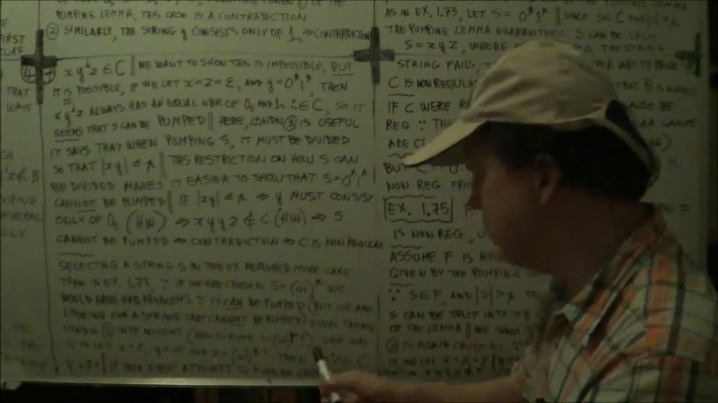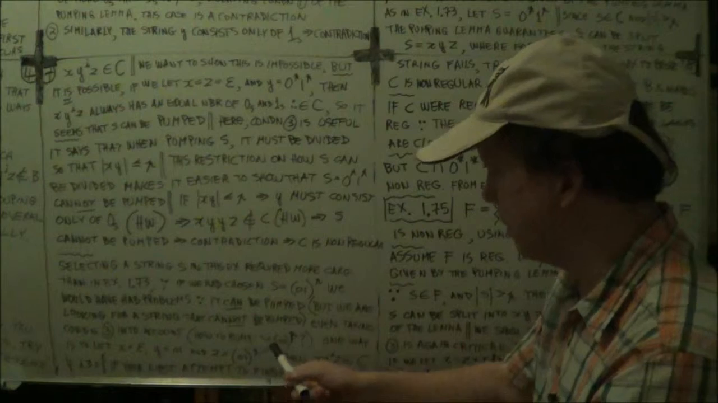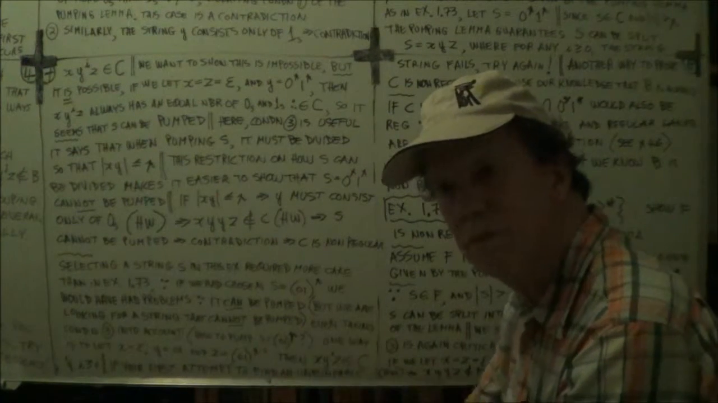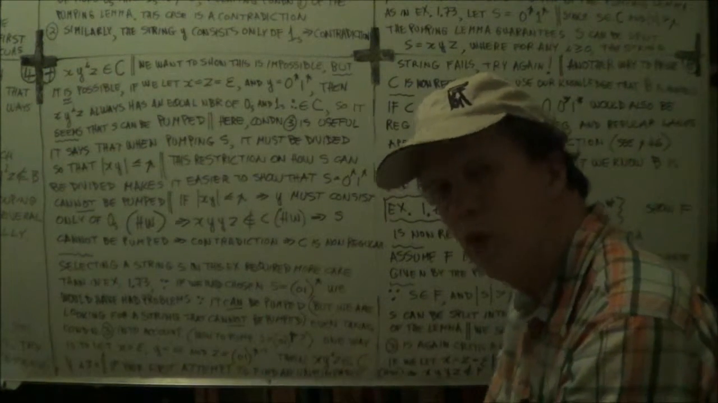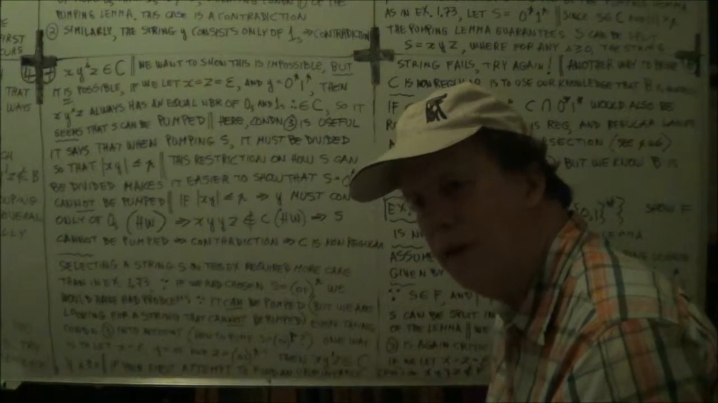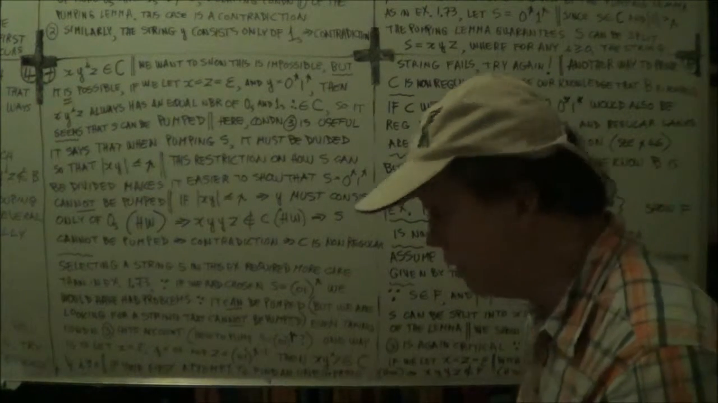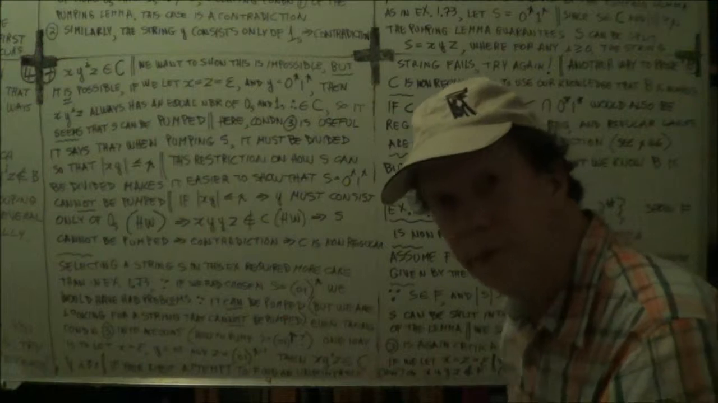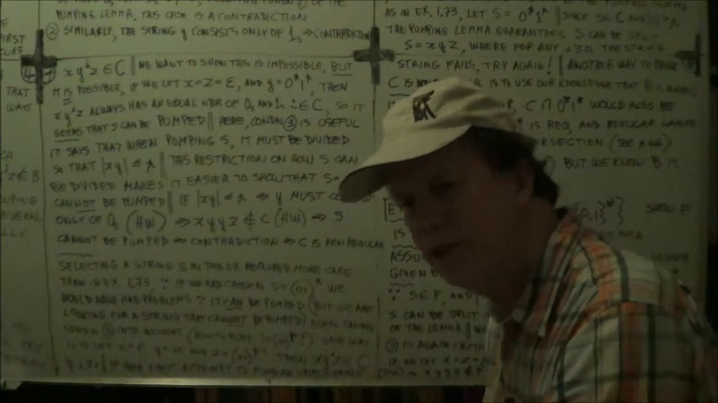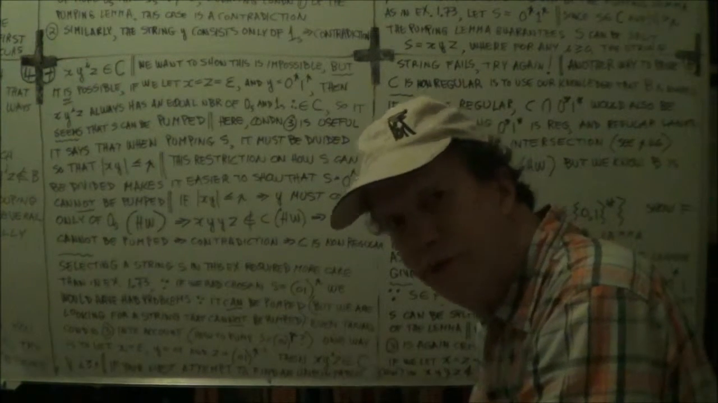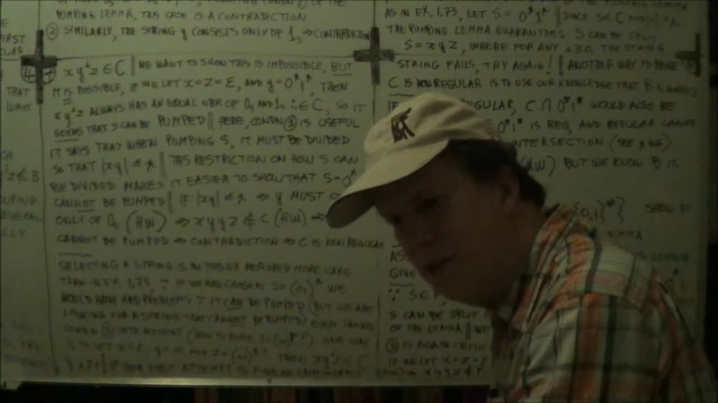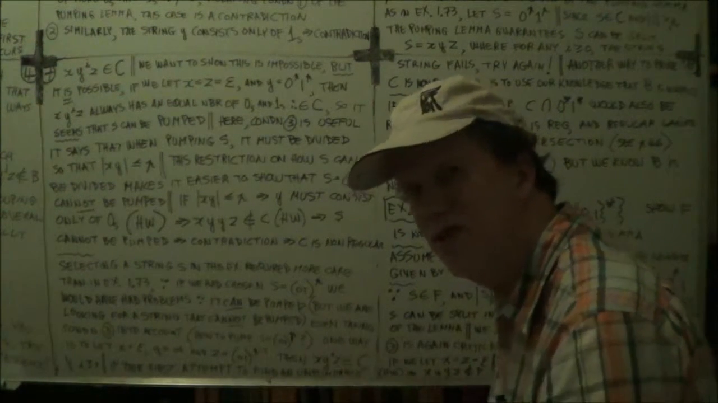So your first attempt, let's say, failed, in the sense that it was pumpable, and that's not what you want. You're trying to find a string that is not pumpable, so that you can find a counterexample and therefore refute the idea that C is regular, because you're trying to prove that C is not regular.